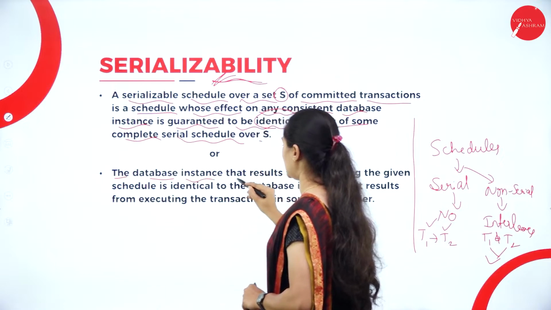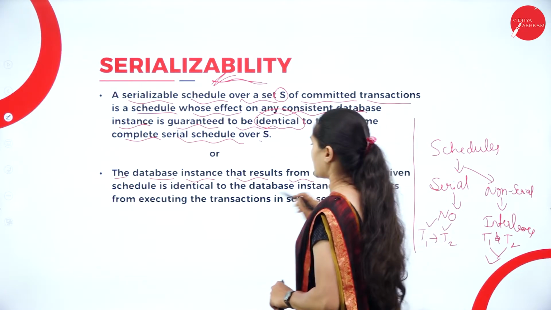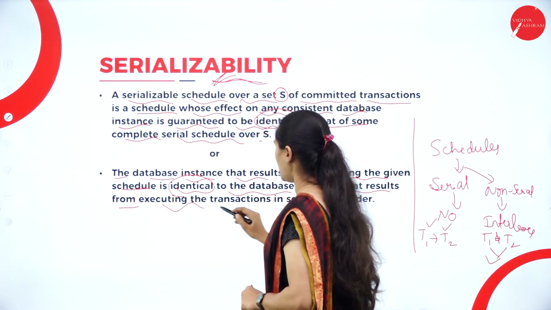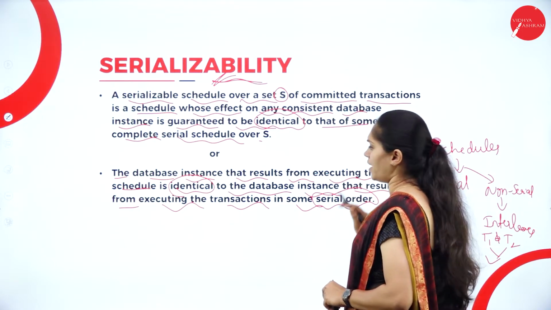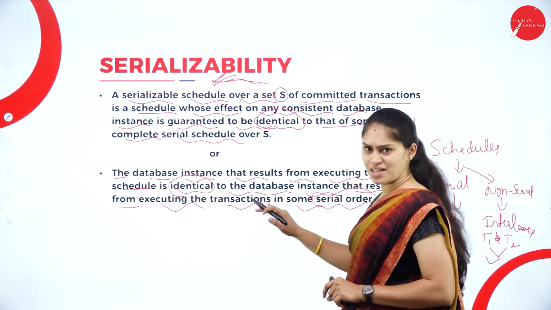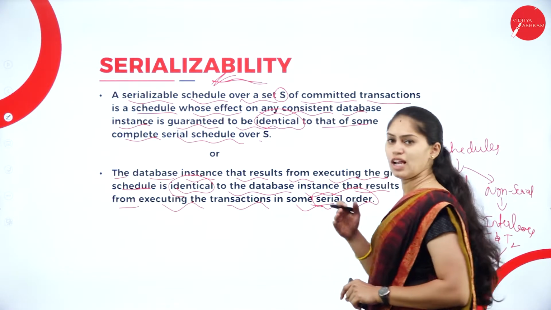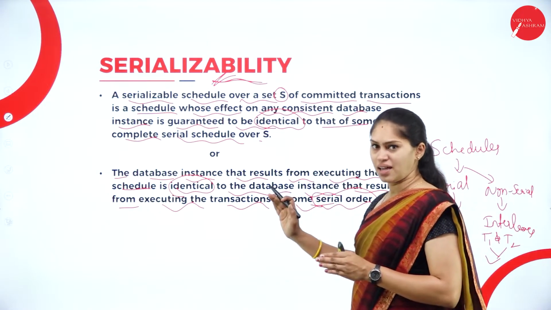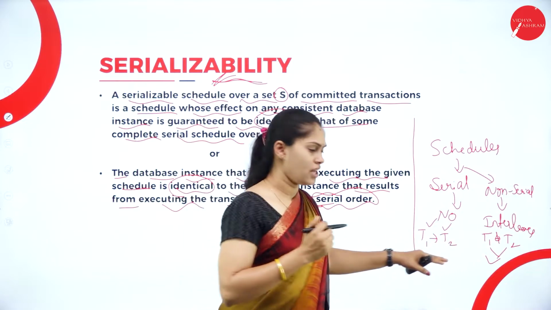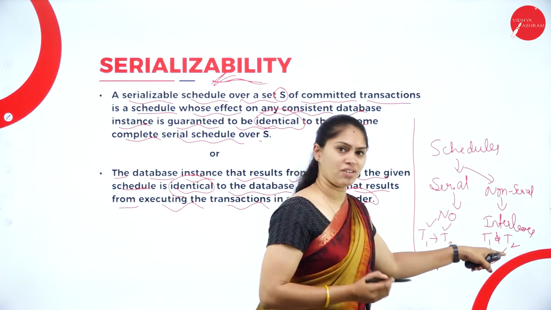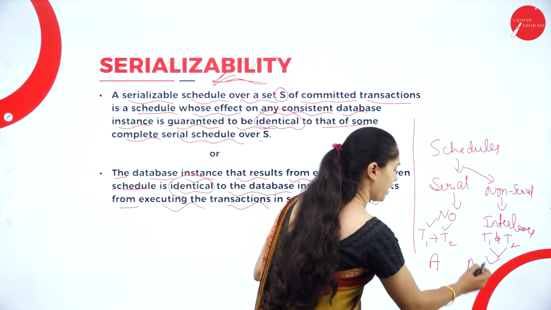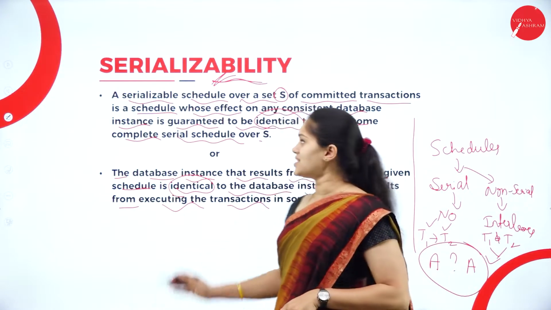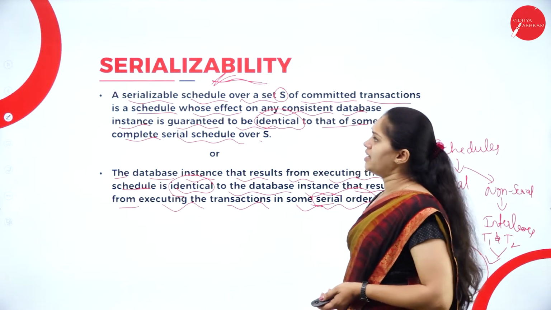The database instance that results from executing the given schedule is identical to the database instance that results from executing the transactions in some serial order. So whether we are doing it concurrently or in a serial order, the results need to be identical in nature. Both need to be the same. So if the resultant of T1 and T2 serially is A, the resultant of T1 and T2 in the non-serial schedule should also be A. To find out whether both are identical or not, we have to use serializability. Fine, this is regarding serializability.